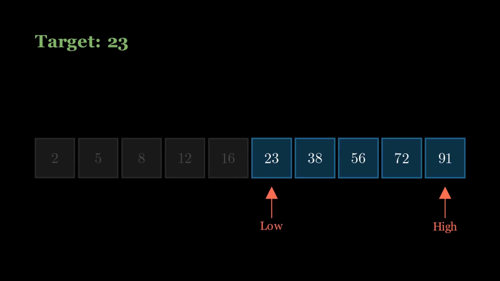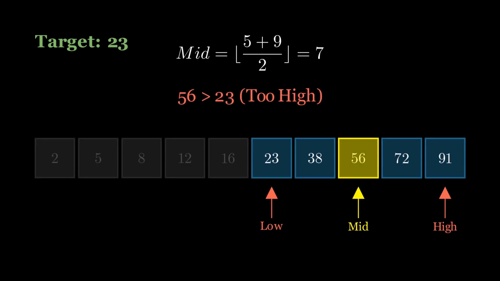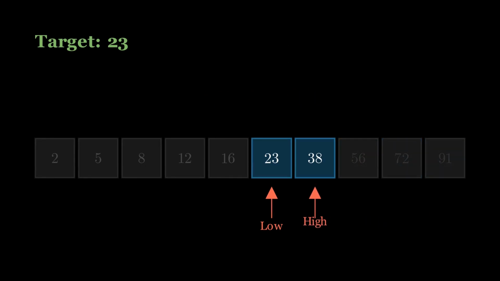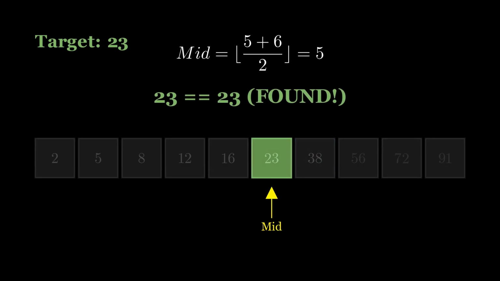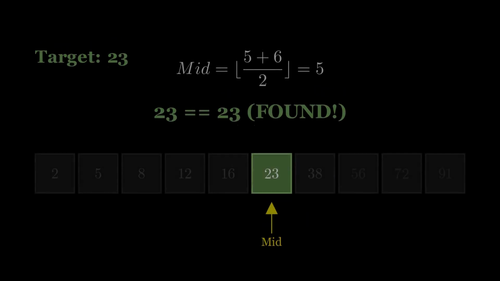Let's trace it. We adjust our low pointer to just past the old middle. We calculate the new middle. Compare again. Too high. We move the high pointer. We keep slicing the remaining portion in half, until we are left with exactly one item, our target. This is the divide and conquer strategy.